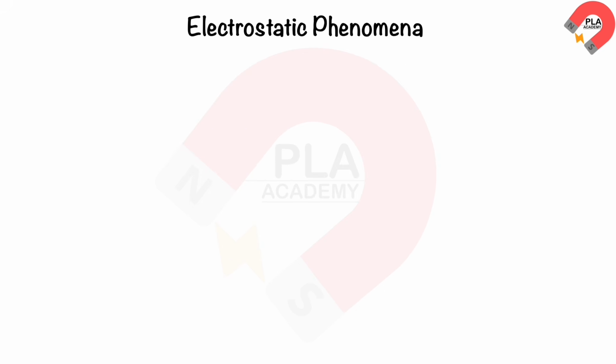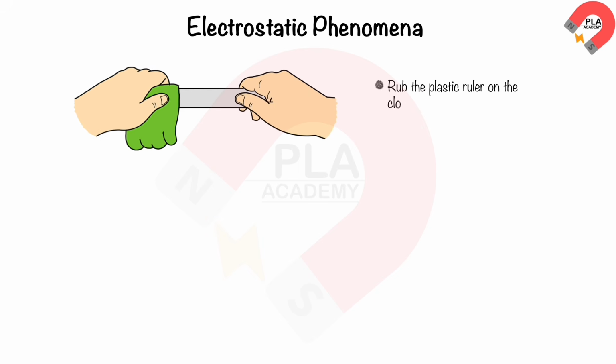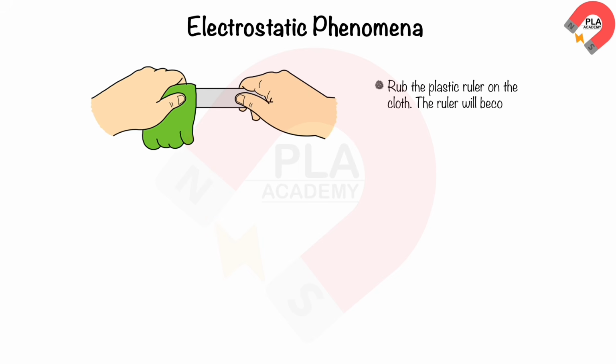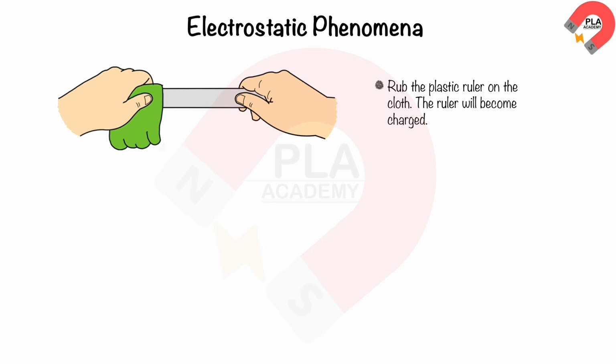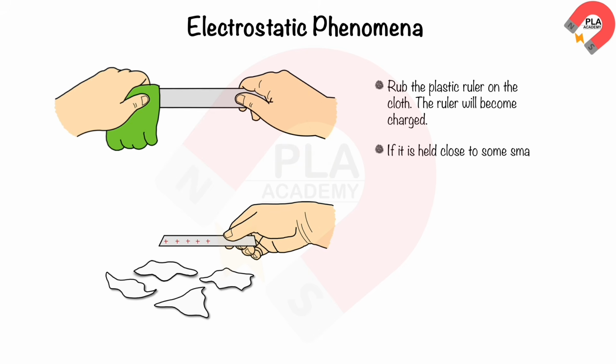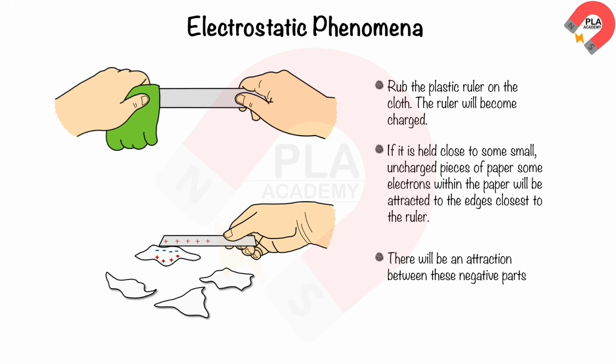Electrostatic phenomena. Rub the plastic ruler on the cloth or sleeve of your jumper. The ruler will become charged. We have assumed that the ruler has become positively charged. If it is held close to some small, uncharged pieces of paper, some electrons within the paper will be attracted to the edges closest to the ruler. There will be an attraction between these negative parts of the paper and the positive ruler.